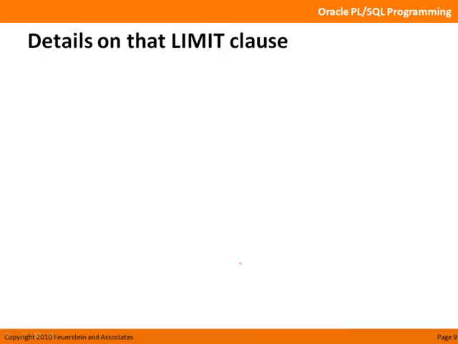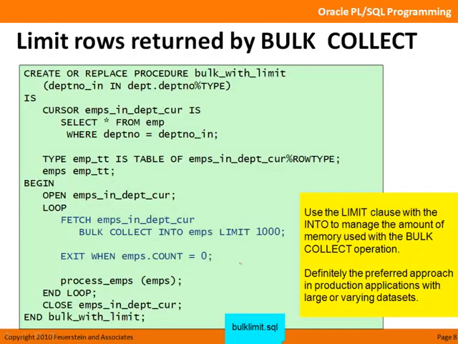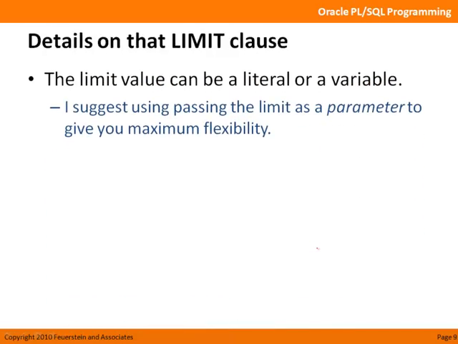Let's take a look at some details on this limit clause. First of all, the limit clause can be a literal or a variable, and in fact I suggest that you not write code that looks like this. This is a hard-coded value. This is saying I always want my limit clause to be 1,000. But maybe over time you need to reduce that number. Maybe over time you can extend or expand the number, make it bigger, and get some better performance out of it. So rather than hard-coding it, make it a constant, or best of all, make it a parameter that you pass into your program, giving you maximum flexibility.